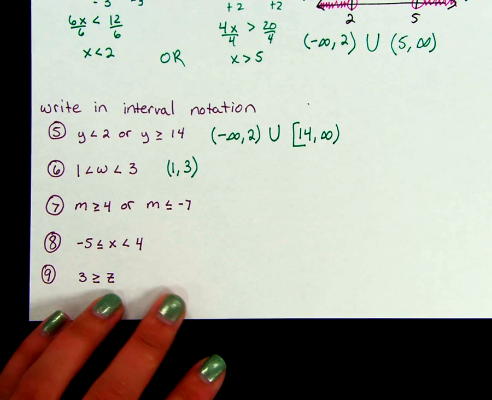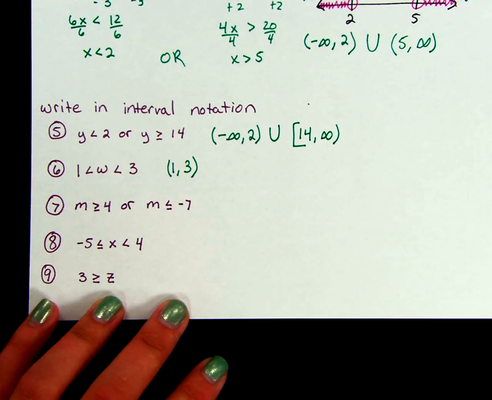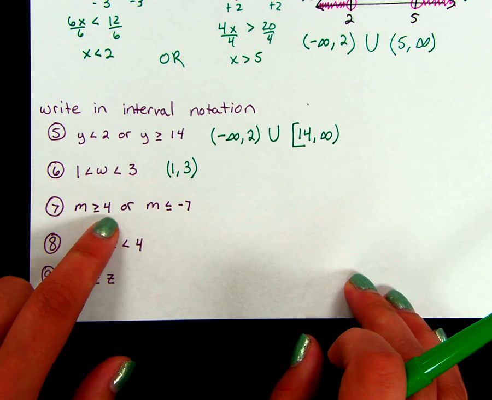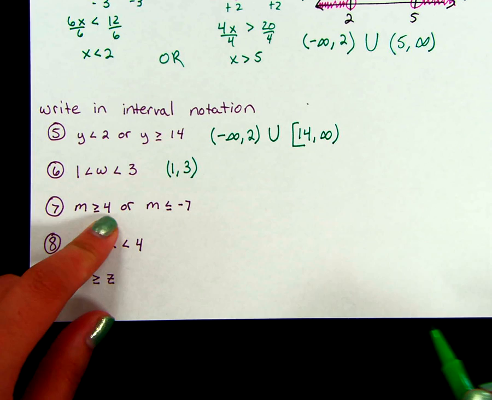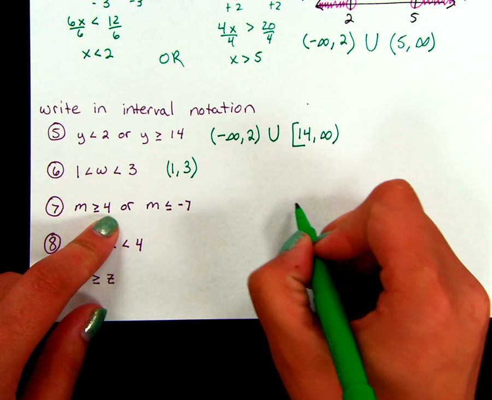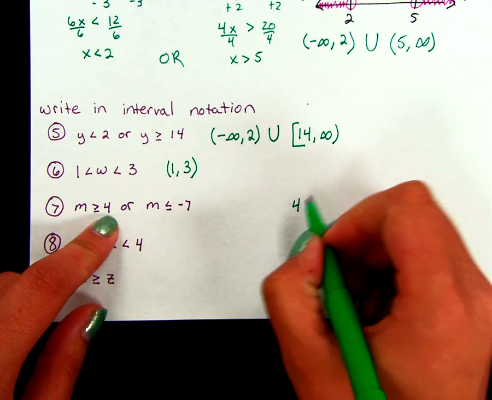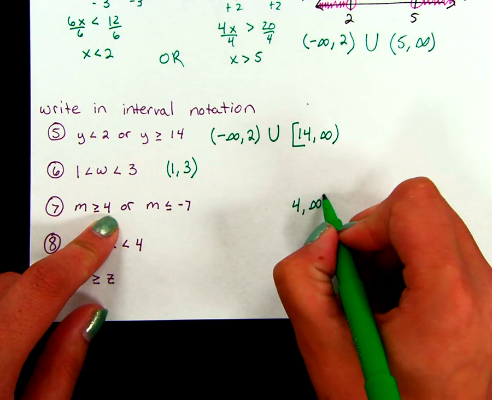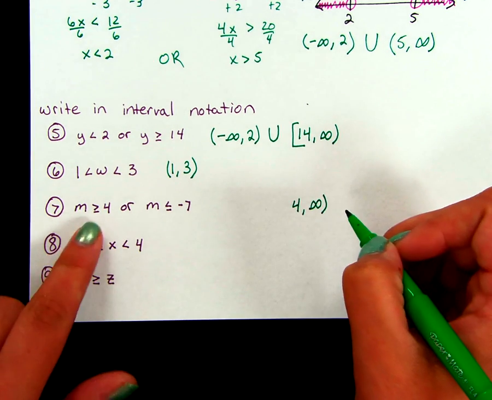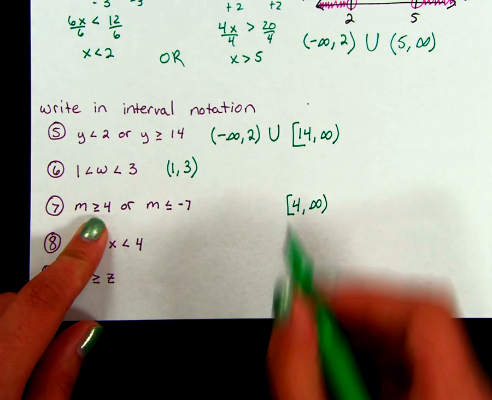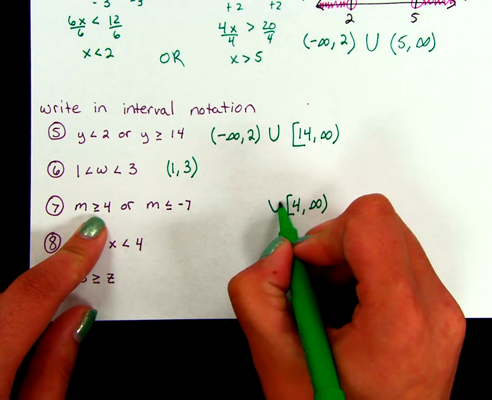All right, next one, we have an or statement again, so that means that we're going to have 2 pieces. Now, if we're looking at this, this is telling us bigger than 4. So that's actually going to be our second piece. We have to make sure that we're paying attention to that. So on this side, 4 will be the smallest number. Positive infinity will be the biggest. So again, positive infinity gets a parenthesis. We have a bar underneath, so this is going to be a bracket. And then we have our union, our or statement.